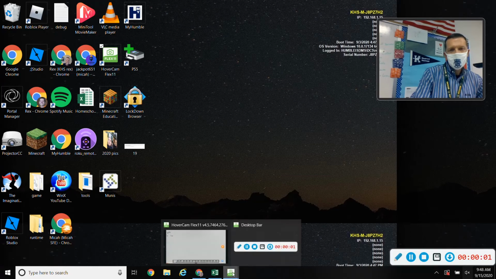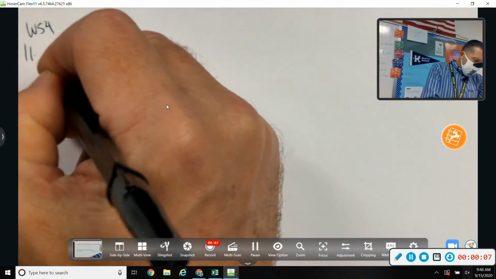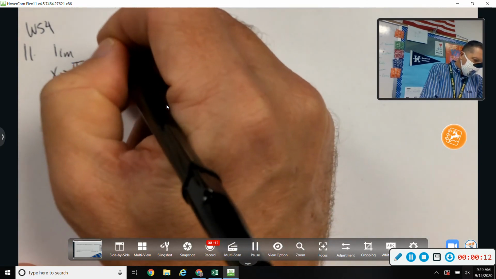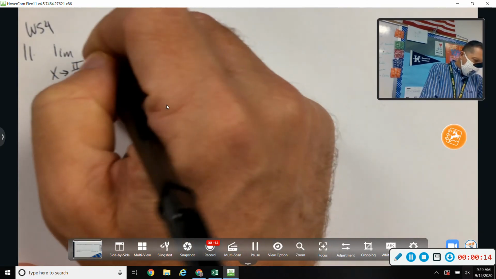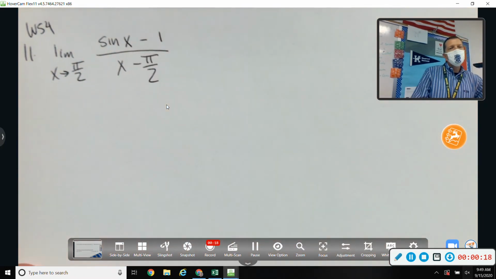Mode today, but you decide what you need to look at. So worksheet number 4, number 11. Limit as x approaches pi over 2, sine of x minus 1 over x minus pi over 2. Does that look like something to you? Does that look familiar?